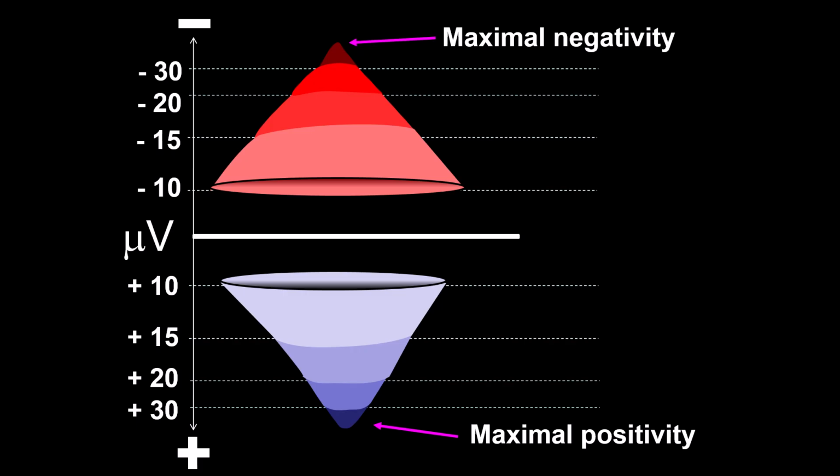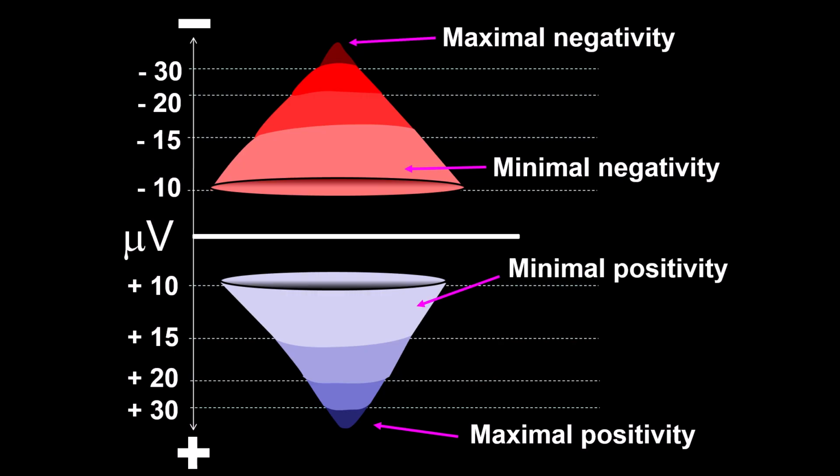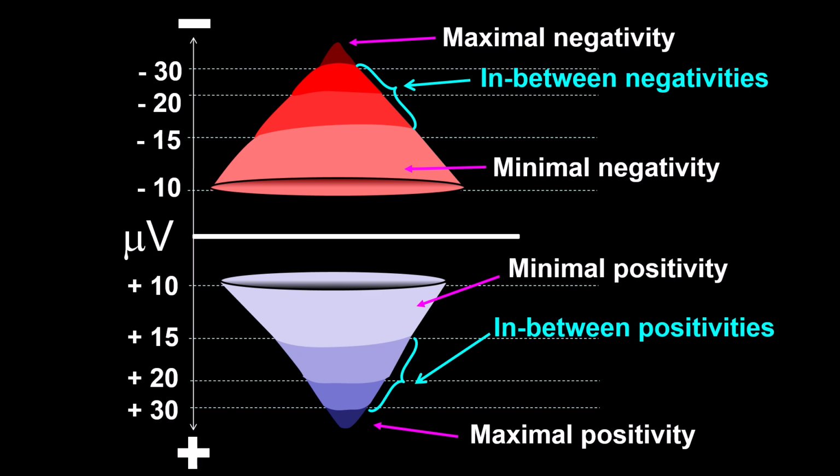In addition to maxima, each electrical field has a minimum. The minimum negativity is the lowest negative voltage represented in a negative field. The minimum positivity is the lowest positive voltage in a positive field. And in addition to maxima and minima, electrical fields have in between or intermediate levels. Here I am representing in between negativity for the negative field, and in this frame I am representing the same thing for the positive fields.